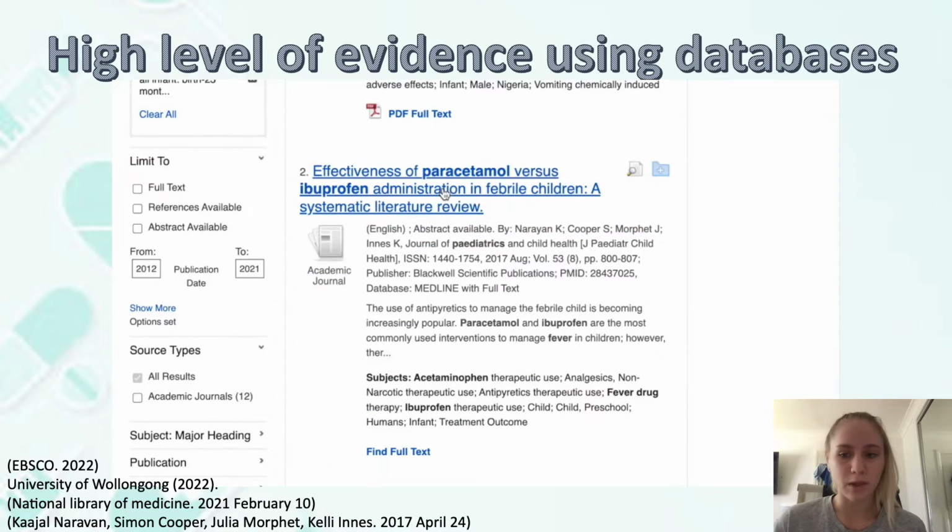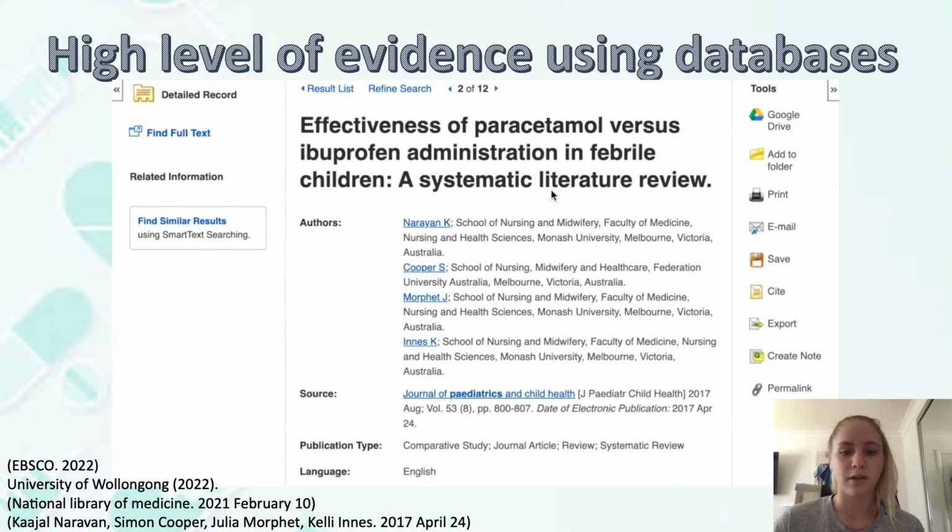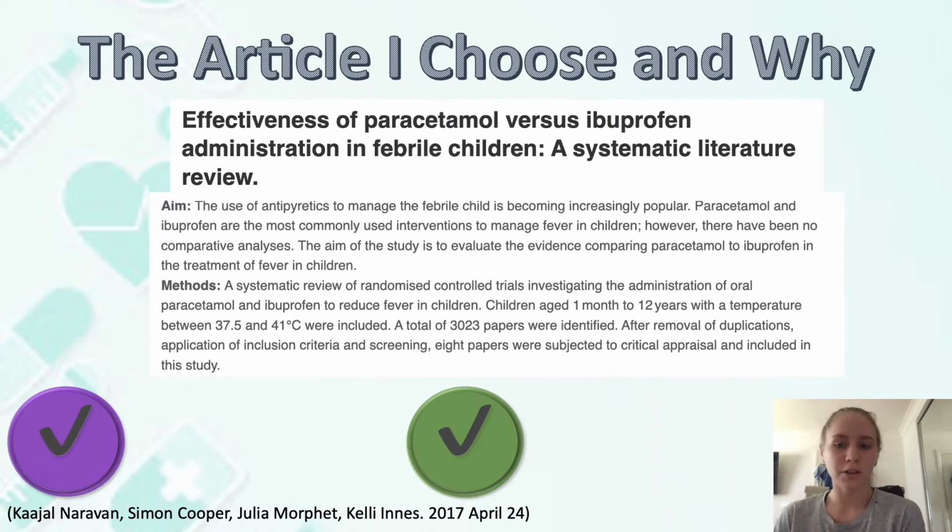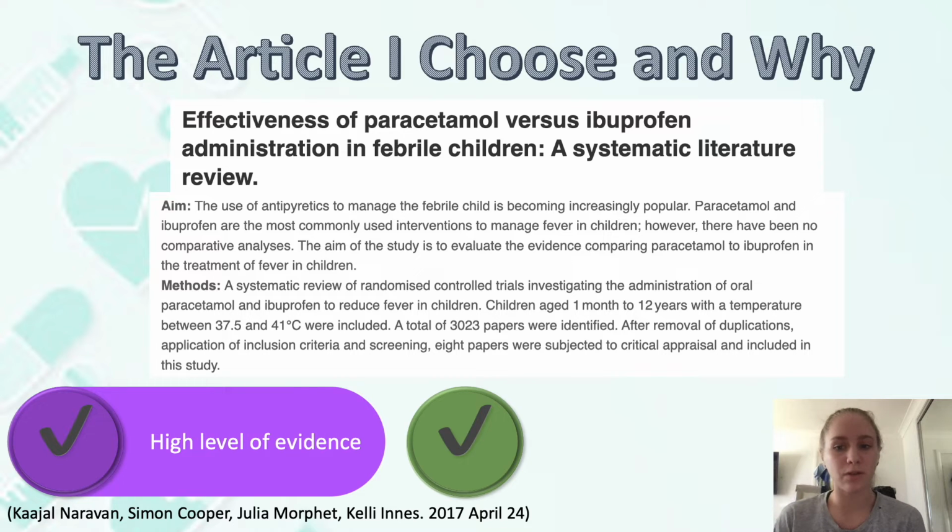I was then left with one study in particular that matched my criteria. I chose this particular article as it is a systematic review, which is the highest level of evidence. This article is also relevant to my question, as the aim of the study is to evaluate the evidence comparing the two pharmaceuticals to reduce fever in children.